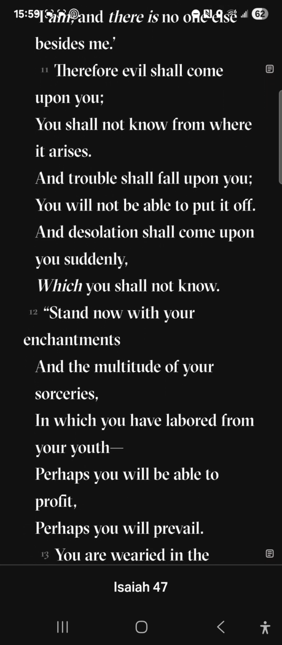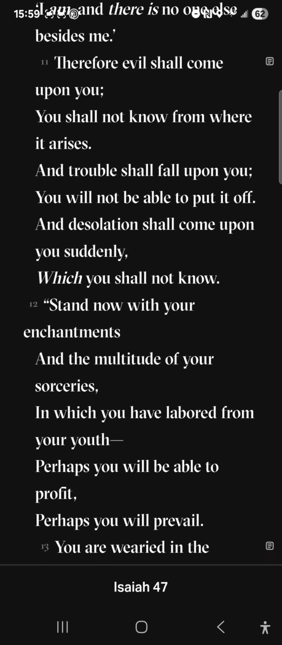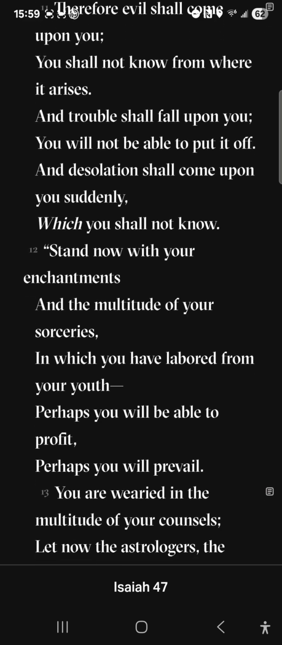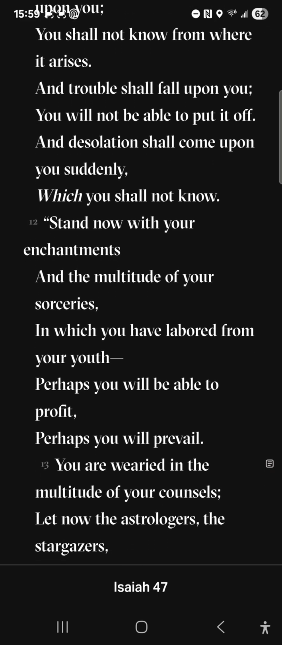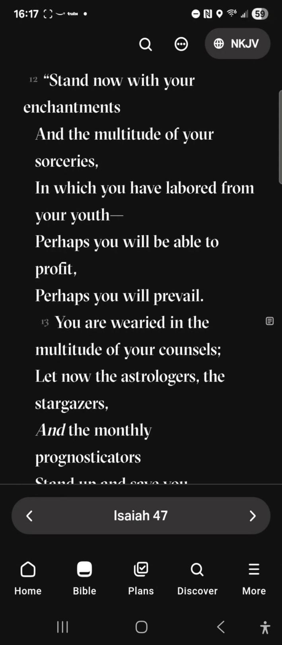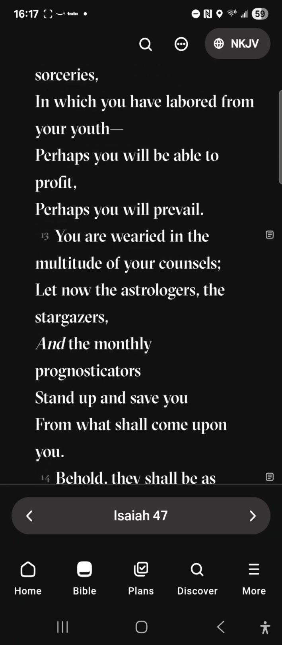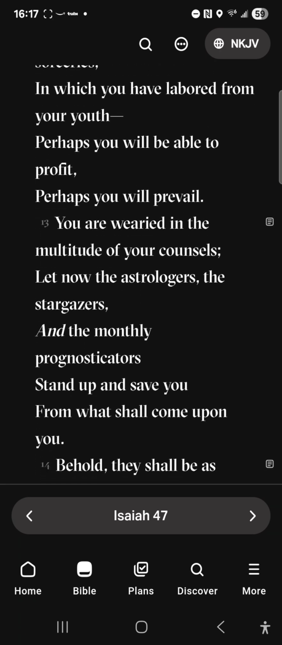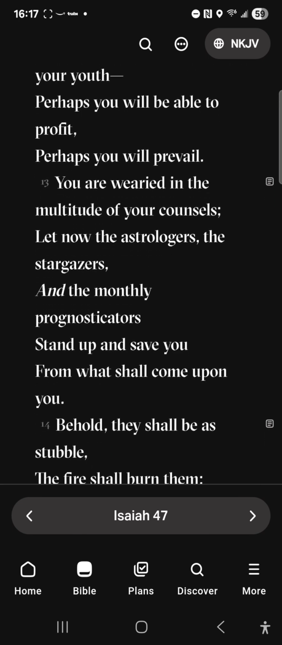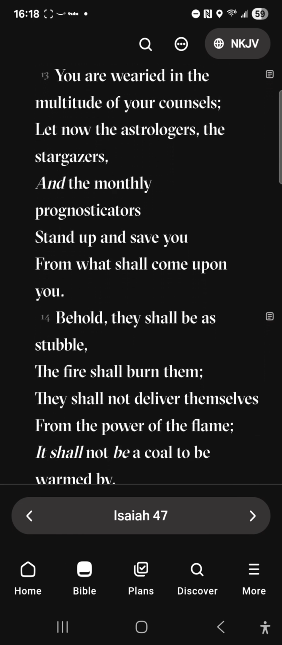Stand now with your enchantments and the multitude of your sorceries, in which you have labored from your youth. Perhaps you will be able to profit. Perhaps you will prevail. I'm going to keep going because it's only 15 verses. You are wearied in the multitude of your counsels. Let now the astrologers, the stargazers, and the monthly prognosticators stand up and save you from what shall come upon you. Behold, they shall be as stubble.